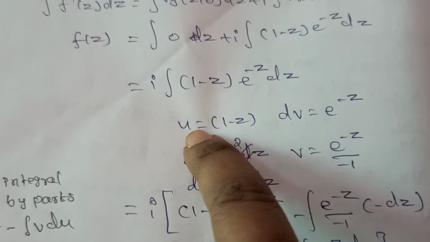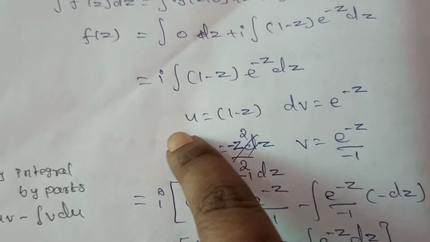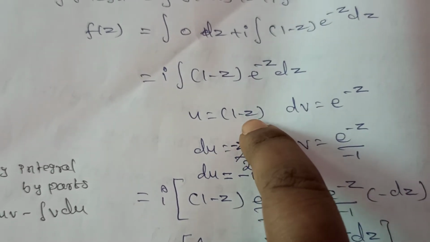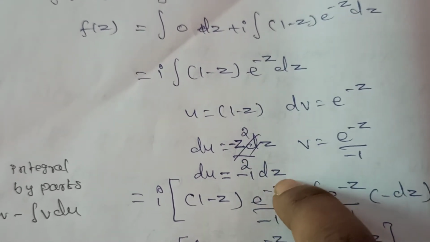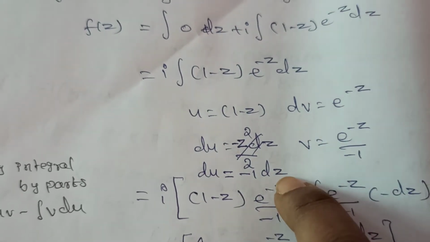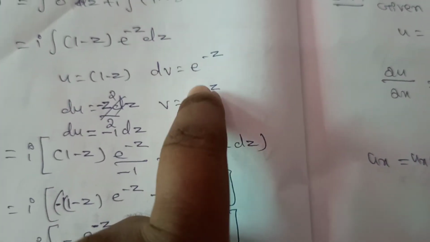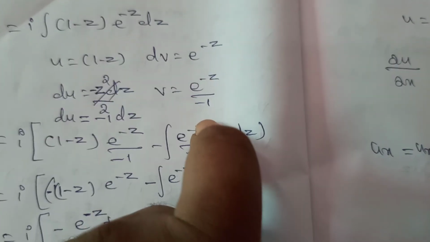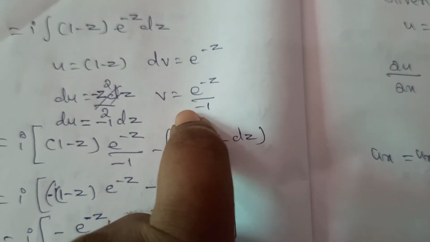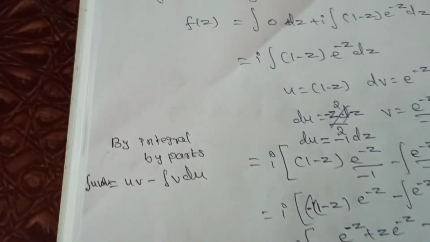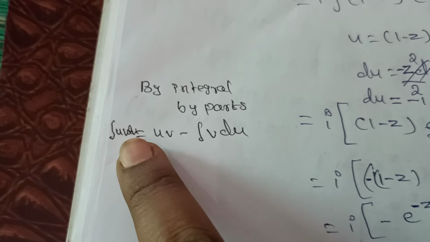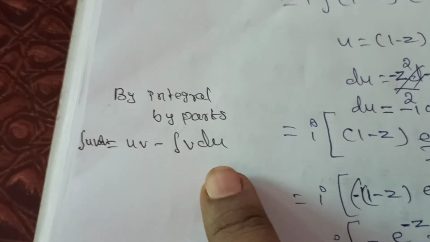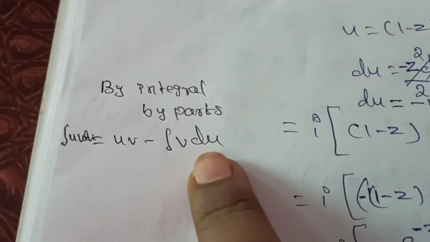So take u equal to 1 minus z. Differentiating, du equals 0 minus the derivative of z, which is minus 1 into dz, that is du equals minus 1 dz. Now to get v, integrate dv on both sides, so v equals e power minus z divided by minus 1. This is the v value. You know the integration by parts formula: integration of u dv equals uv minus integration of v du.